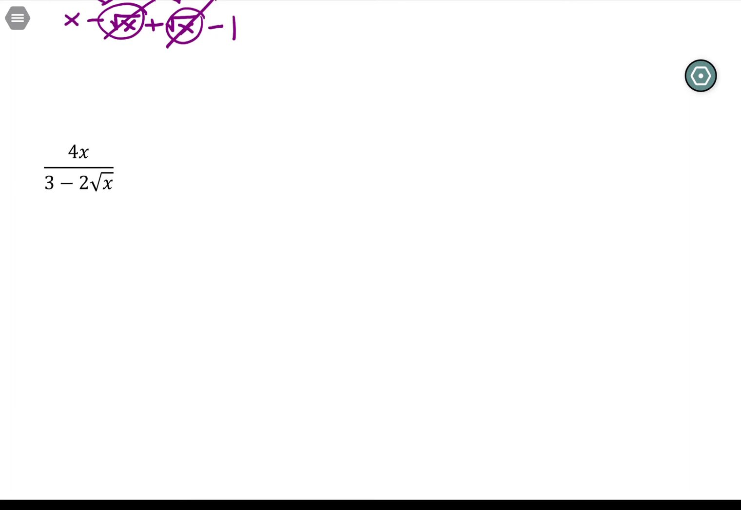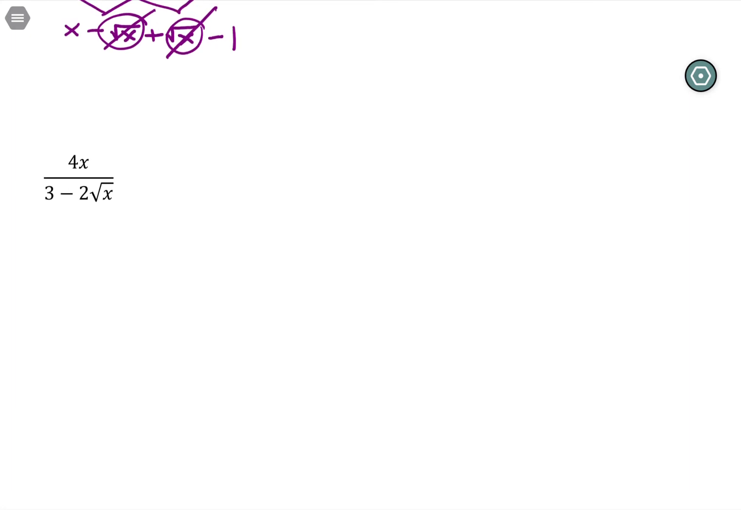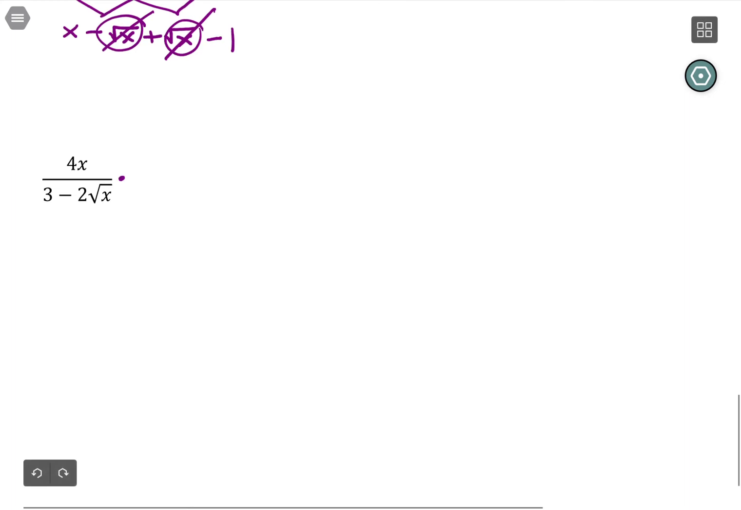Last one, same idea, a little bit messier. We have a 3 minus 2 root x, and we want to get rid of radicals, so we're going to rely on our difference of squares structure and say, okay, this is my a minus b. If I want that difference of squares, I have to multiply it by a plus b. So the conjugate is the exact same thing, different sign in the middle.